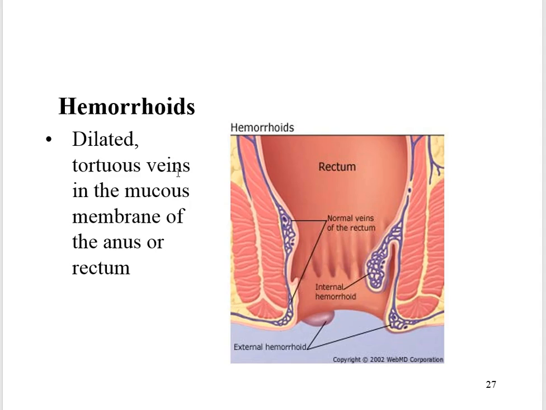There are two types: the internal, which is above the pectinate line, and the external, below the pectinate line, and the pectinate line is the anorectal line. So these are the external and these are the internal.